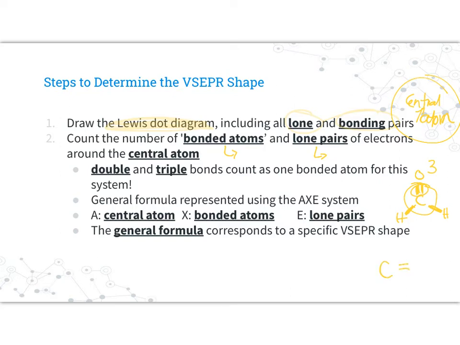Same if we had, let's say, a triple bond. In this case, there are 2 bonded atoms. This triple bond acts as 1. So we're going to use a general formula to represent how many things are around this. So our general formula is AX something, where we'll have a number, E something. Where A is the central atom, so its number doesn't ever change. It's always a 1 here. X is the number of bonded atoms, and E is the number of lone pairs on our central atom.